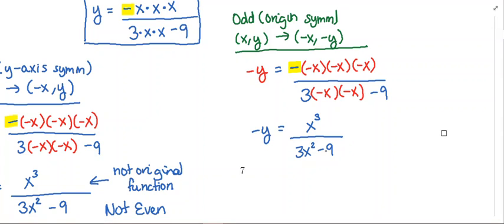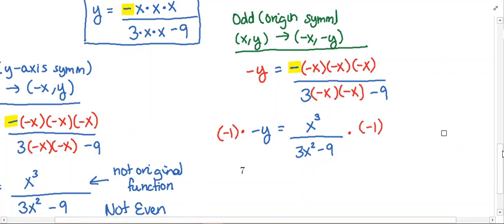The original function is y equals. We have negative y equals. Okay, so we need to change this over to positive y. Okay, in order to do that, we're going to multiply both sides by -1. Okay, so let's do that.